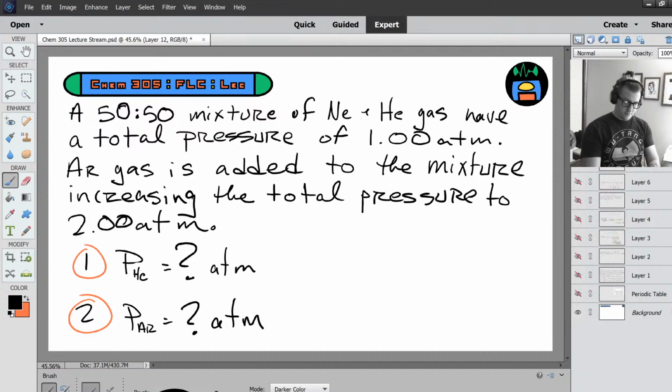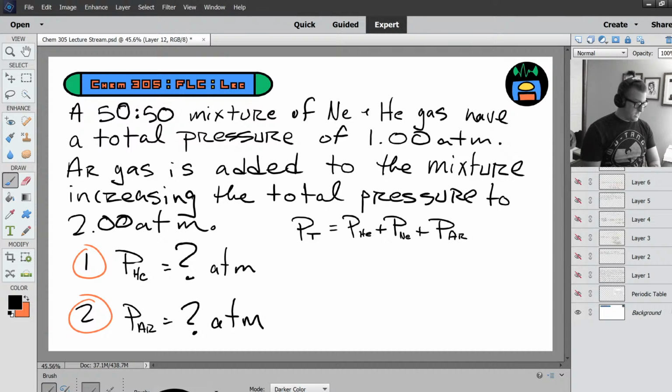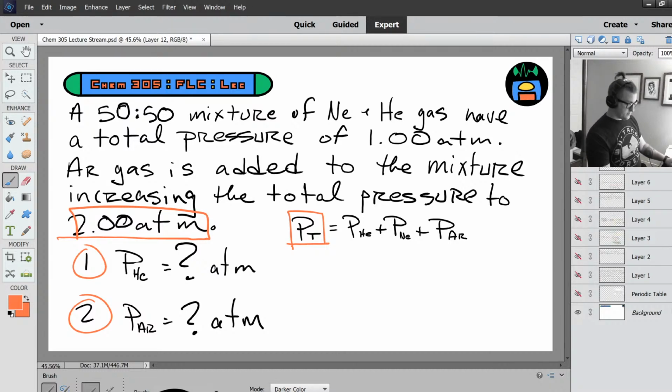Now, after adding argon gas to the mixture, the total pressure increases. So after we add argon gas to the mix, we have our new total pressure, which is equal to the partial pressure of helium plus the partial pressure of neon plus the partial pressure of argon, right? And this new total pressure is right here. It's 2 atmospheres.